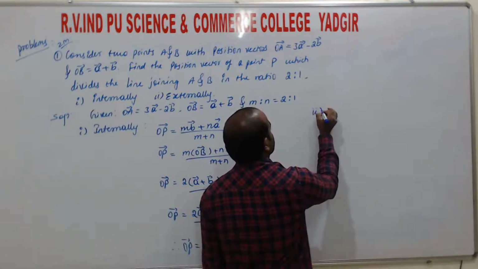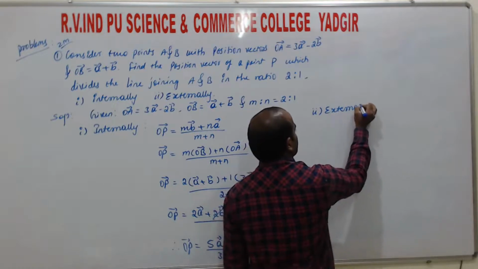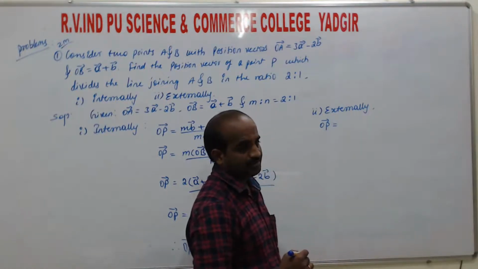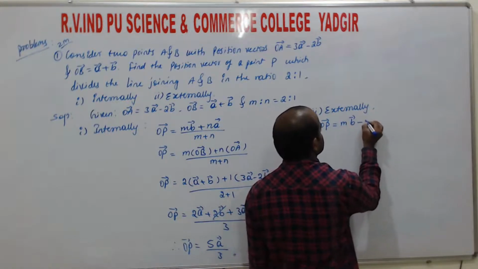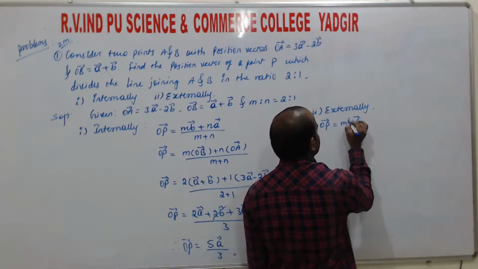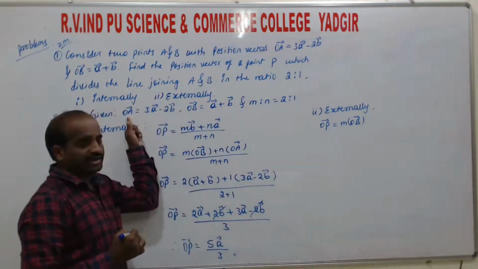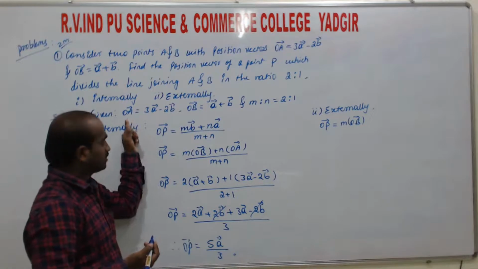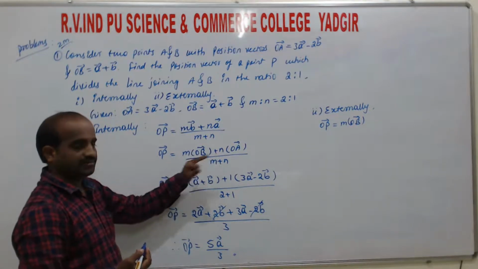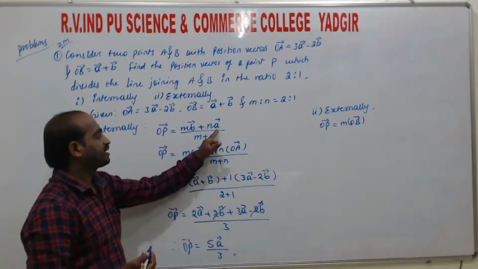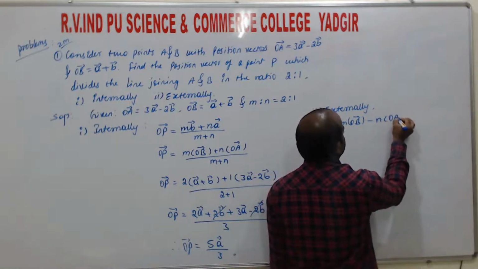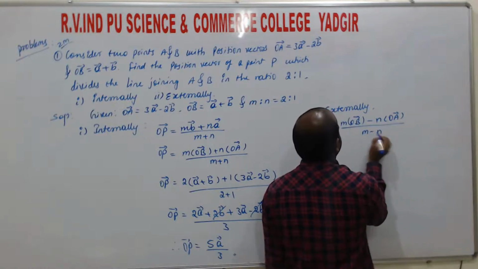And second one, externally. Externally, OP vector is equal to (m OB minus n OA) divided by (m minus n). For OA vector directly take a vector, for OB vector directly substitute a vector plus b vector, and OA vector is 3a minus 2b.